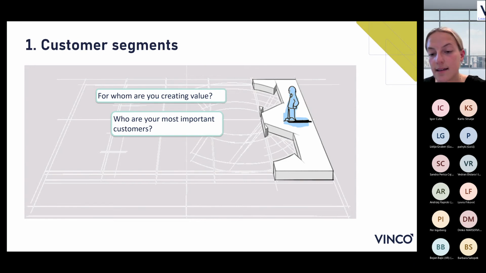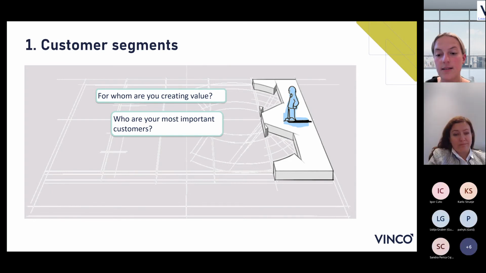So mass markets, there are business models that focus on mass markets. They don't distinguish between different customer segments. They focus on one large group of customers with broadly similar needs and problems. Another example could be niche markets. So business models targeting niche markets have specific and specialized customer segments, and their business model is tailored to the specific requirements of this niche market. So here I can give you around 30 seconds for you to answer these very important questions. So for whom are you creating value? And who are your most important customers?